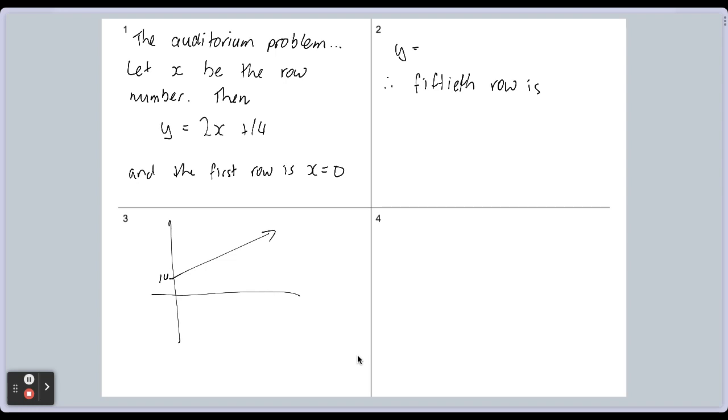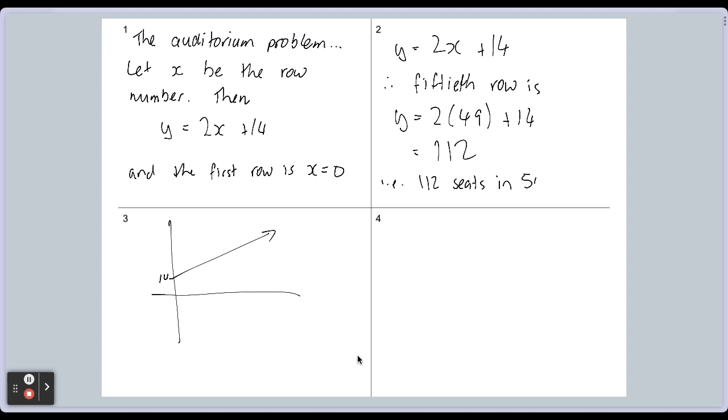So when we go for the 50th row, we would have y equals 2x plus 14. And then the 50th row would be y equals 2 multiplied by 49 plus 14. 2 lots of 50 is 100, so 2 lots of 49 is 98. Take 2 from the 14 to make it, that's 112. Is that okay? So, i.e., 112 seats in the 50th row.